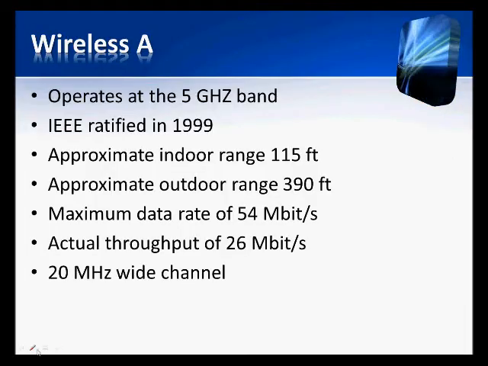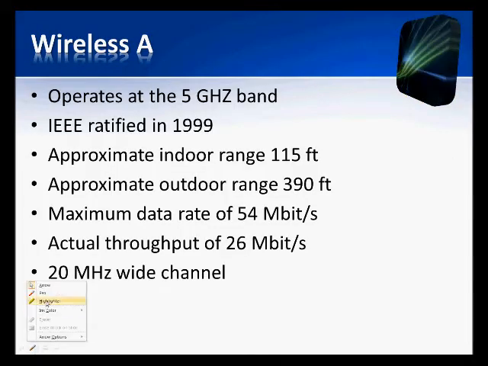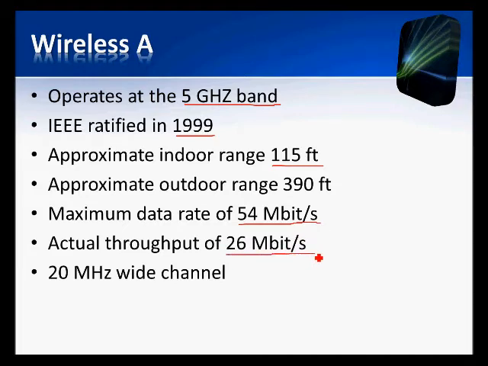Wireless A operates at the 5 gigahertz band. It was ratified in 1999. Its approximate indoor range is 115 feet, an outdoor range of 390 feet, a maximum data rate of 54 megabits per second, and an actual throughput of 26 megabits per second.